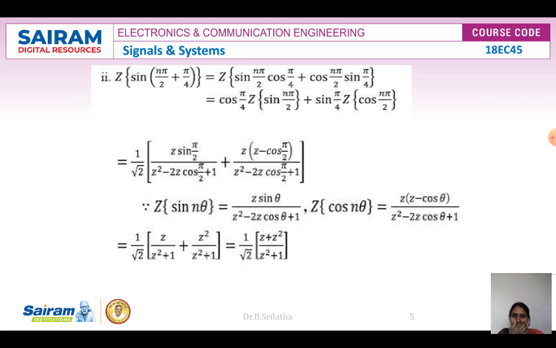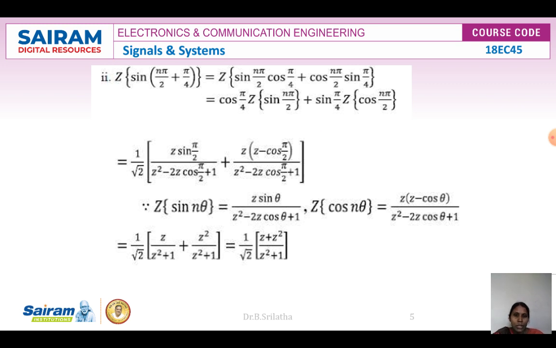Here cos pi by 4 is not in terms of n, so we can take it out. We need to do the Z transform only of sin n pi by 2. Similarly in the second term, sin pi by 4 we can take out of the Z transform, and we need to apply only the Z transform of cos n pi by 2.